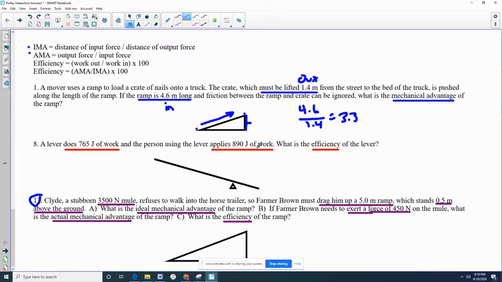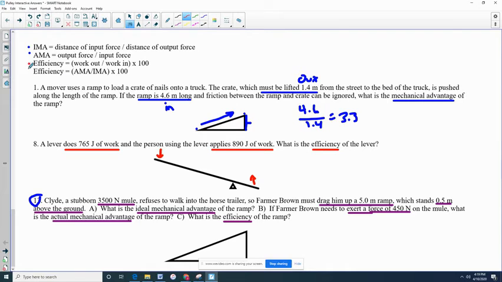Okay. For the next question, a lever does 765 joules of work, and the person using the lever applies 890 joules of work. So the person is going to push down on the lever here, and they are going to move it downward, the force over a distance, and that's going to be 890 joules. The lever is not going to do the 890 joules because in this case, we're going to think that there is actually friction involved. So the output is going to be less, which is 765 joules. So what is the efficiency?